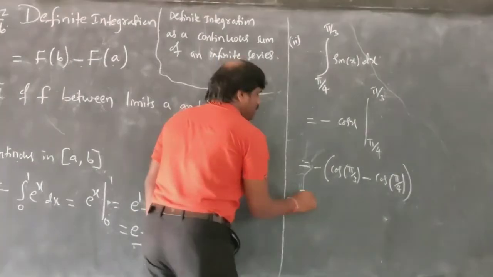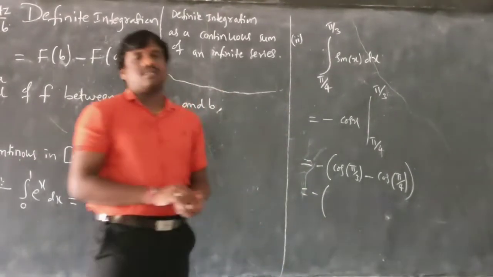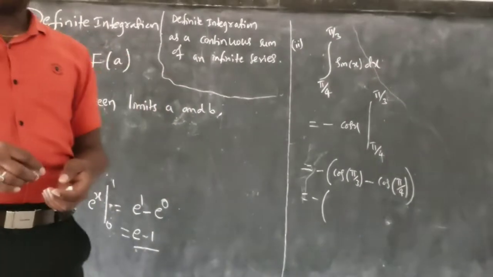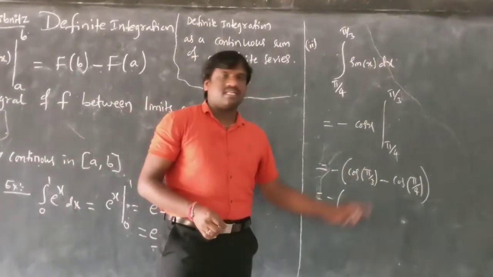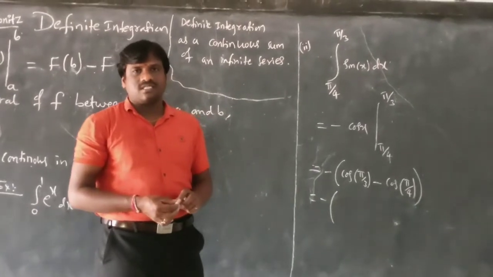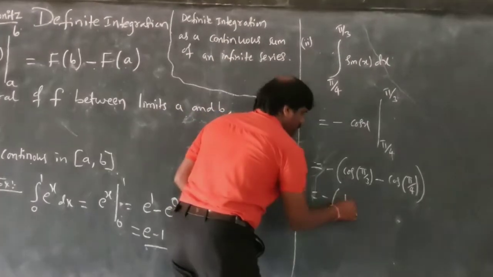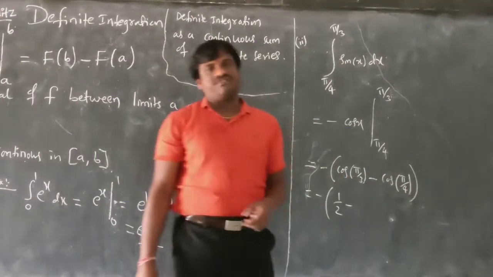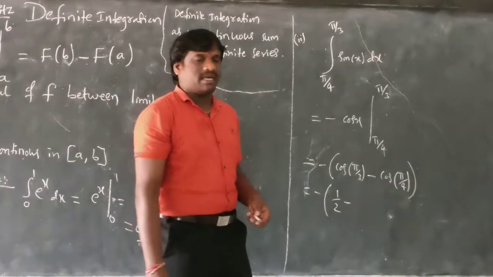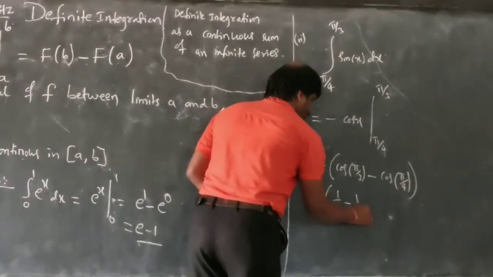So I get minus of cos pi by 3. Pi by 3 is how much? 60 degrees, right? This is 180 by 3, that is 60 degrees. Cos 60 is 1 by 2. So this value is 1 by 2 minus. Now cos pi by 4, that is 45 degrees, correct? That is 1 by root 2. This value is 1 by root 2.